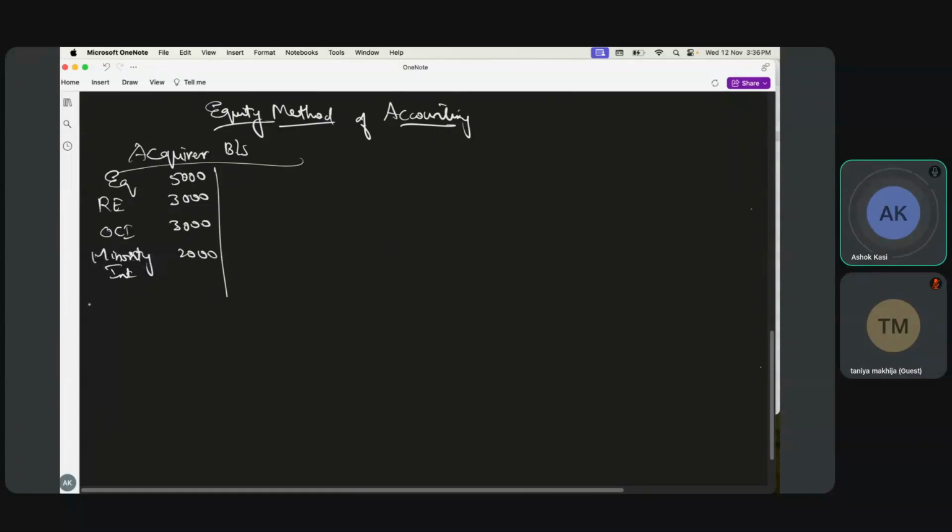Then bank loan 7,000. Goodwill 3,000. Building 2,000. Cash 15,000. So here the total is 20,000.